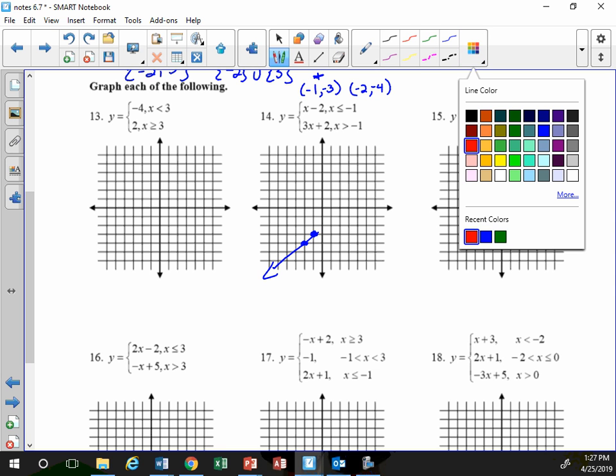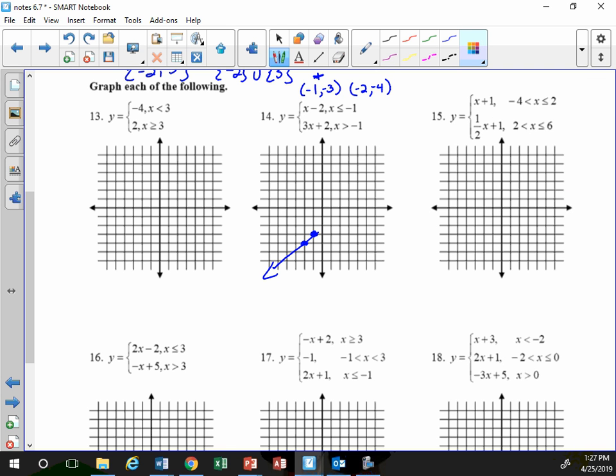Then we're going to do that again with the second equation. I know it doesn't say or equal to, but we're still talking about when x is -1, right? In this one, you guys see that? Whatever number is here is where we're going to begin. So I'm going to start by plugging -1 into that equation. What do I get when I plug in -1? -1, right? Okay.